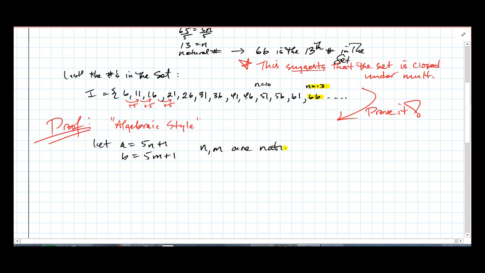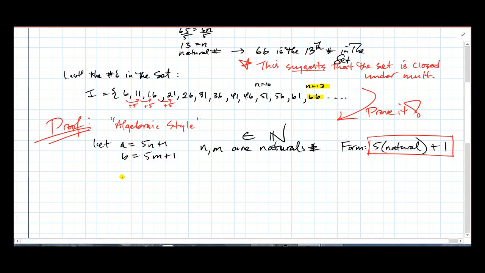You have to specify the type of numbers when you're in a proof. You have to be very specific. Okay, n and m are natural numbers. Okay, they're an element of this set right here. So now we have to show that a times b is in the set. So remember the form of the number. The form that we're looking for is 5 times a natural plus 1. That's the form. 5 times a natural plus 1. I'm going to highlight that. We have to show that if we multiply a and b together, we get 5 times a natural plus 1.